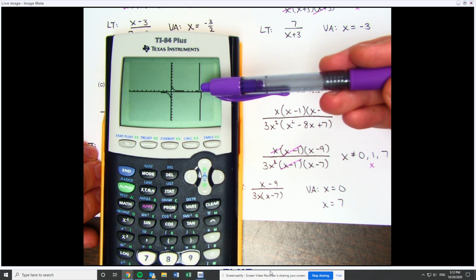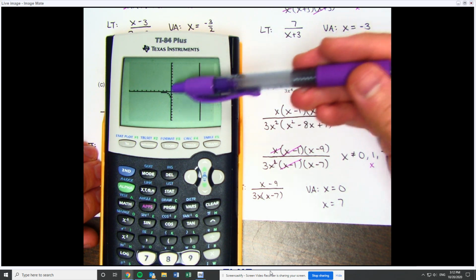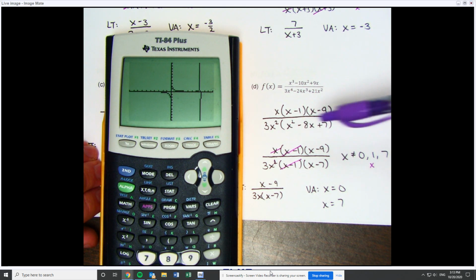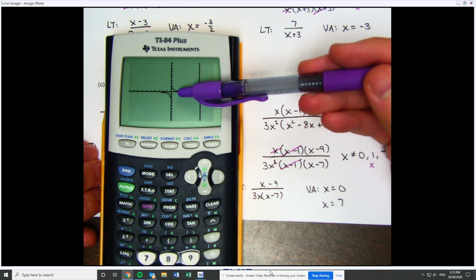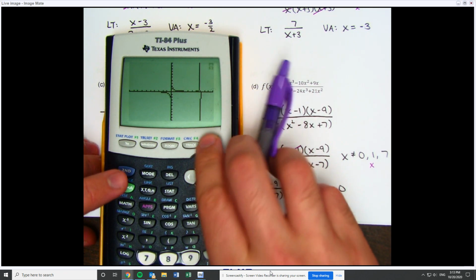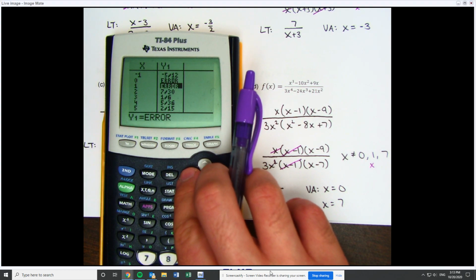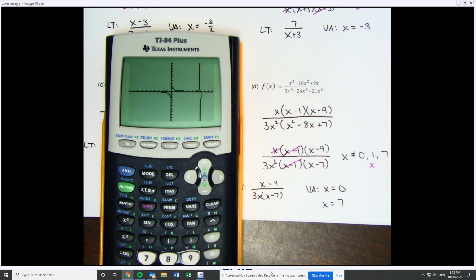Right here at 7, my graph splits. The left side's going up, the right side's going down. So at 0 and 7, I have a split and I have a split. But right here at 1, the value that got removed, I don't have a split. It's not jumping the same way it did for the asymptotes. But looking at the table, it is still an issue for me. I cannot have x equals 1, but I don't have an asymptote.